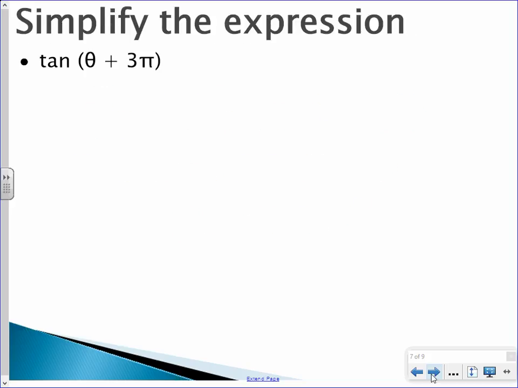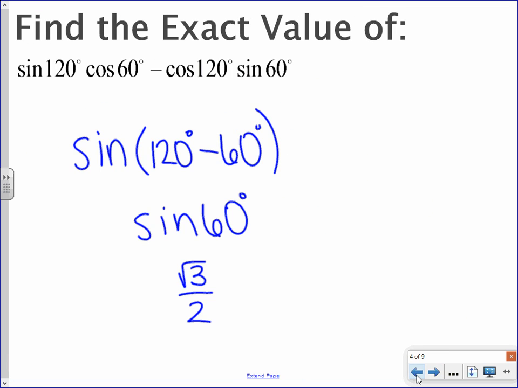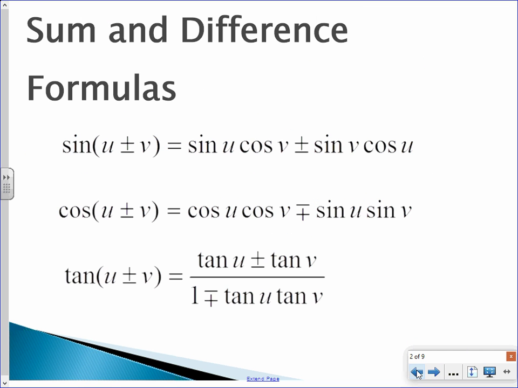Okay, let's look at the tangent. Go ahead and look at the very front of your foldable. Our tangent formula, we already kind of talked about it, but notice the signs. Those are the same. This one flips. So the numerator will have the same sign as what's inside your tangent, but the denominator will flip.